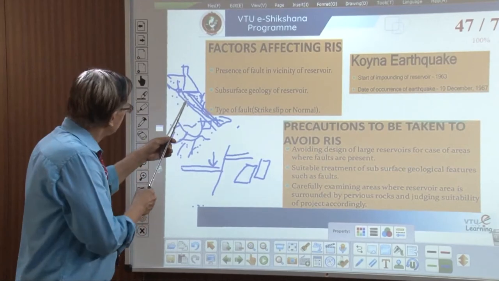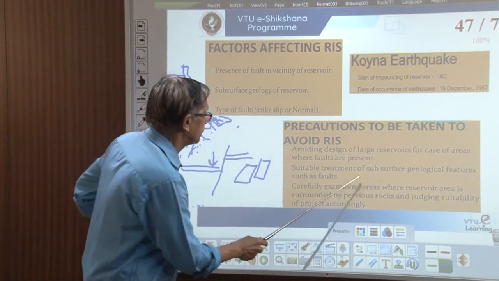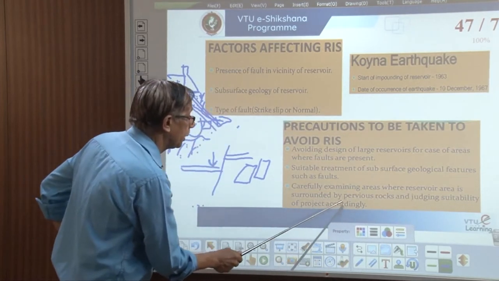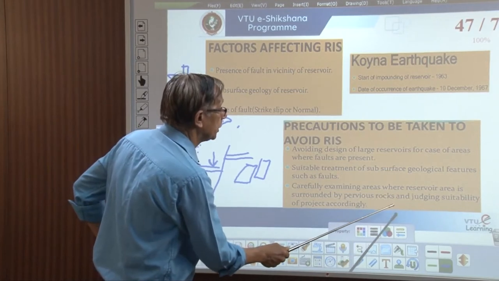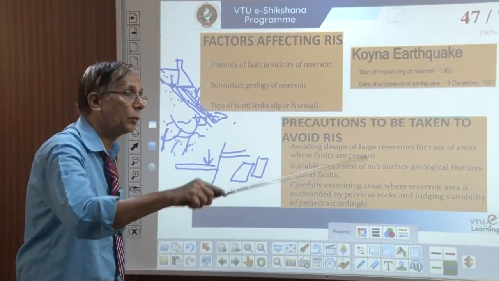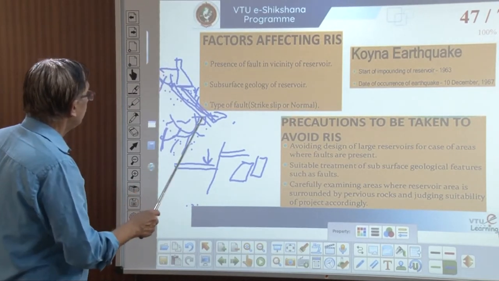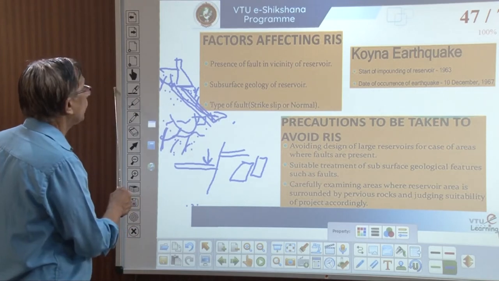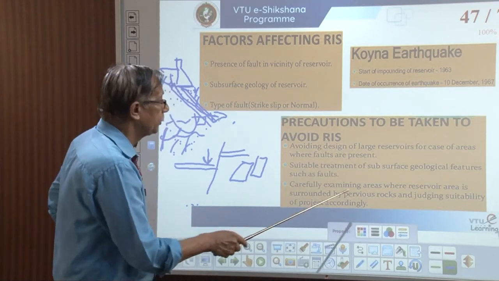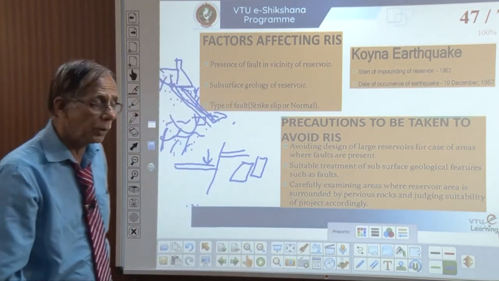So depending on the nature of the fracture zone, we have to take precautions. Then we must carefully examine the area where the reservoir is surrounded by pervious rocks, which may be porous and permeable, through which water can percolate. It is a reservoir; water may percolate here. Percolated water may go here or here, and may cause problems there. Therefore, even in the surrounding area, if we have pervious rocks, we have to check them and properly judge the suitability of the project accordingly.